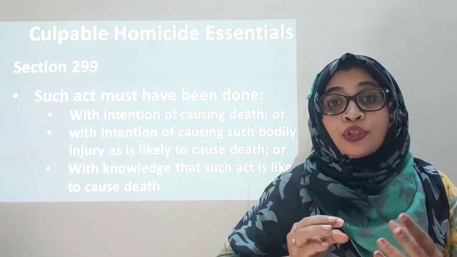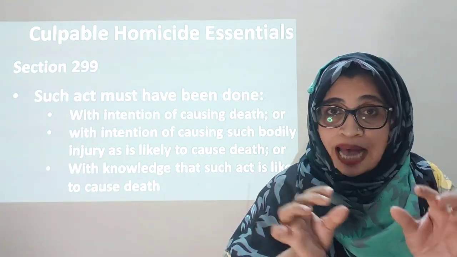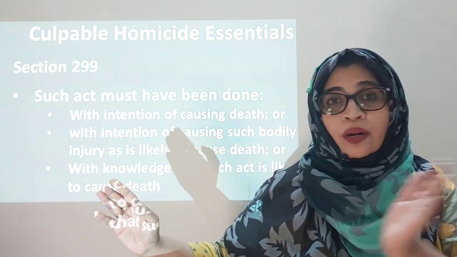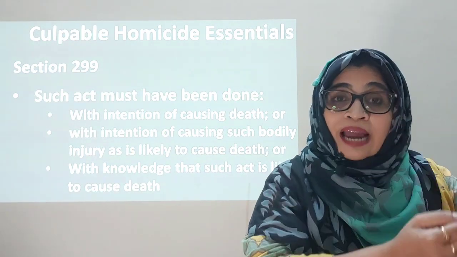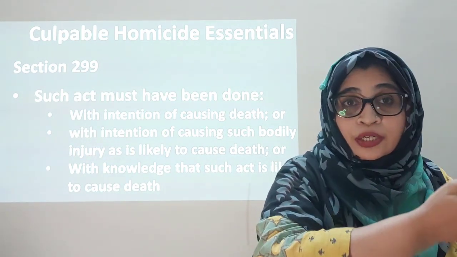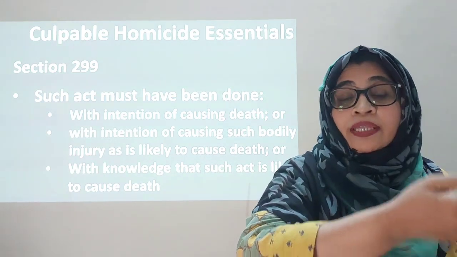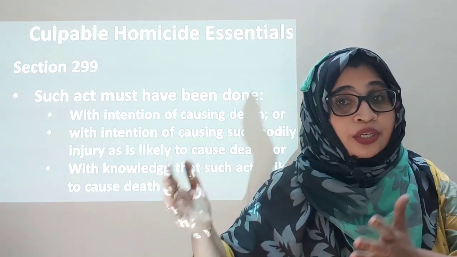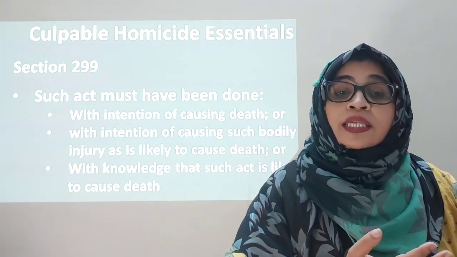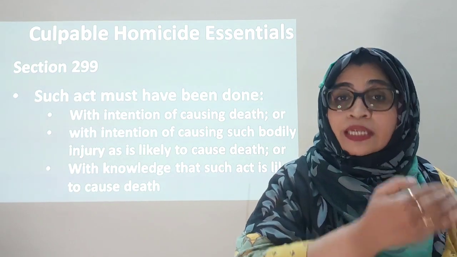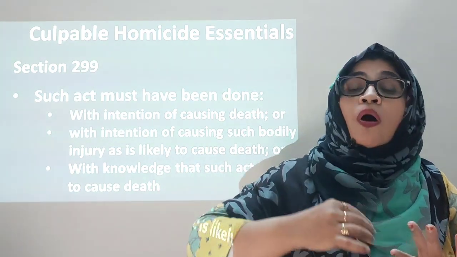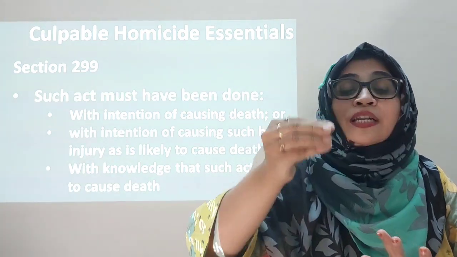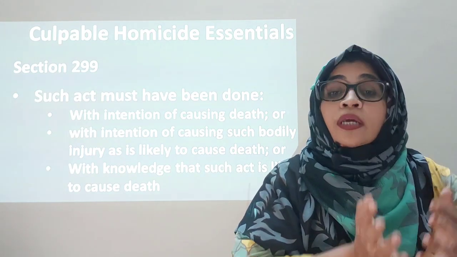With that bodily injury as is likely to cause death. We can see this in Section 299, whereas in Section 300 we cannot see it. So that's why the gravity level differs. The degree of the offense is less in Section 299 compared with Section 300, because here the person causes bodily injury likely to cause death, and with that bodily injury the death happened.